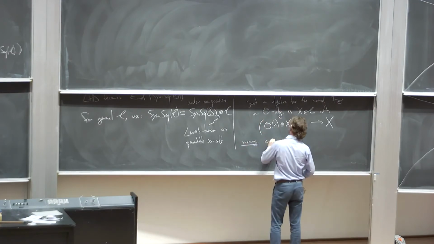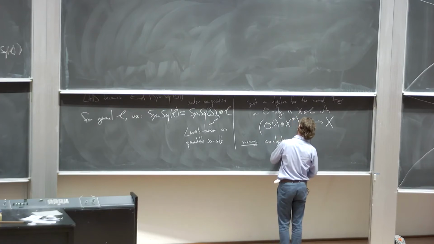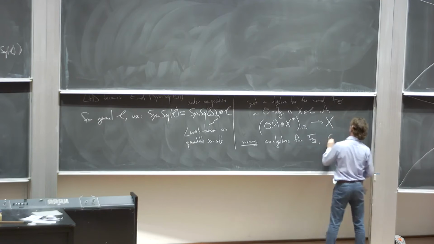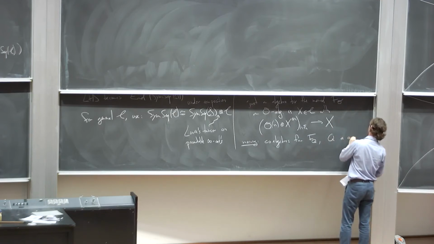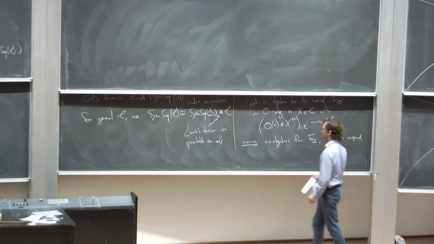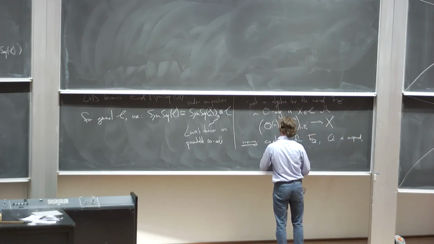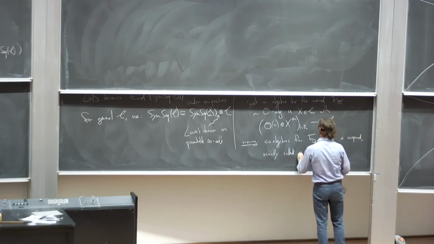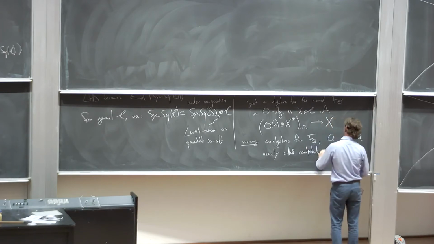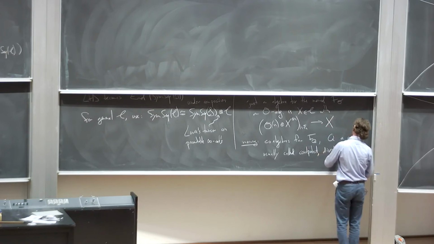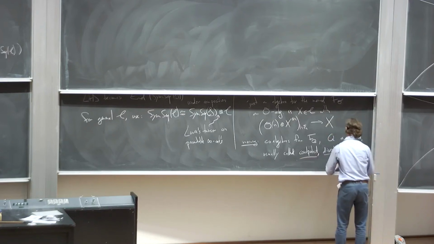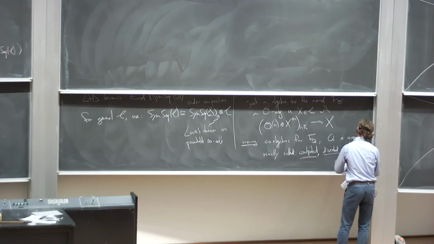So coalgebras for F of Q, where say Q is a co-operad, these are usually called conilpotent and divided power coalgebras. Okay.